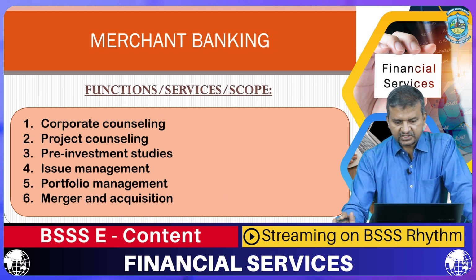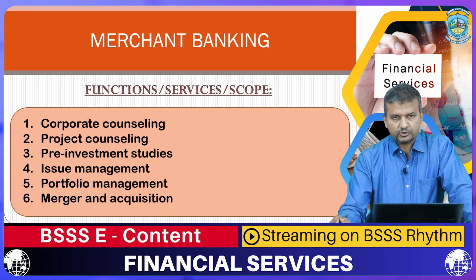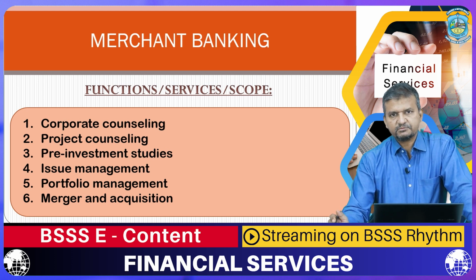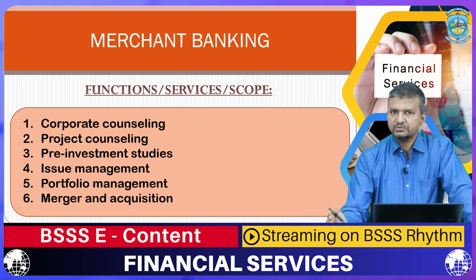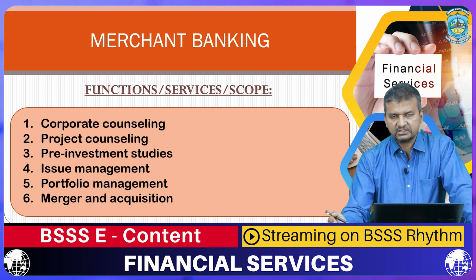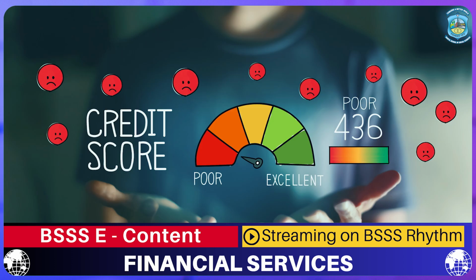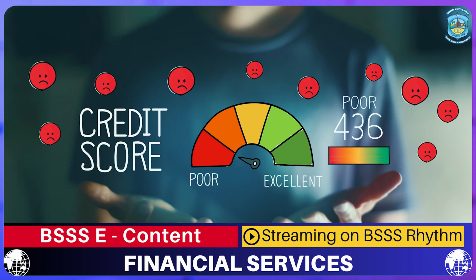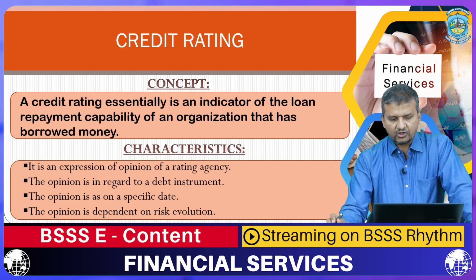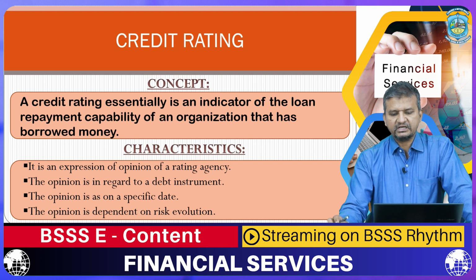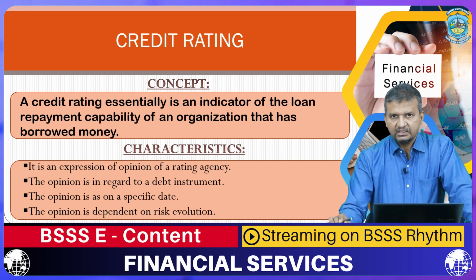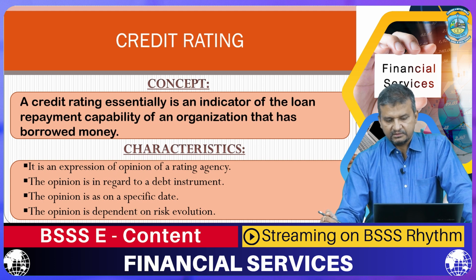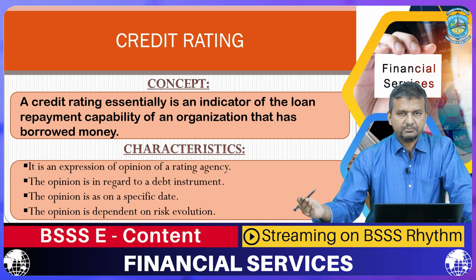Now what are the main functions? Corporate counseling, project counseling, pre-investment studies, issue management, portfolio management as well as merger and acquisition. These are the main functions taken care of by merchant banking. Then coming to credit rating. Credit rating is essentially an indicator of the loan repayment capability of an organization that has borrowed money. When a company borrows money, they have to take a rating, to see whether they will be able to repay the loan on time or not, and the credit rating agency gives that rating.